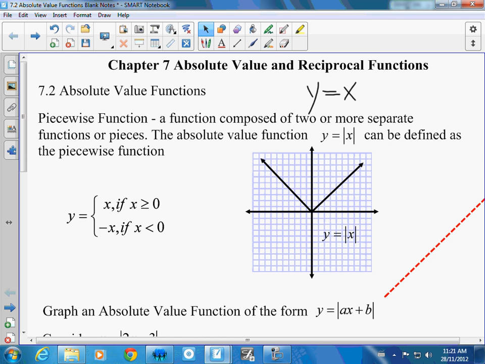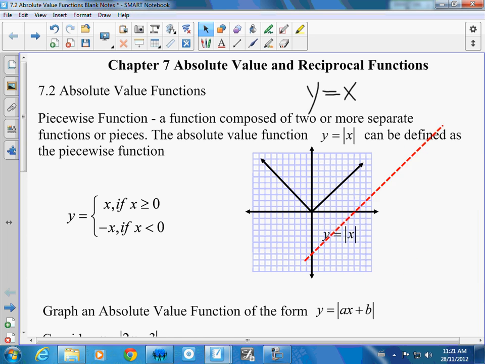Now, look at this point. What point did it start at? 0, and it included 0 and everything greater than 0. Basically, it means everything to the right and up. That's one part of the piecewise. Now, the other part, look here.